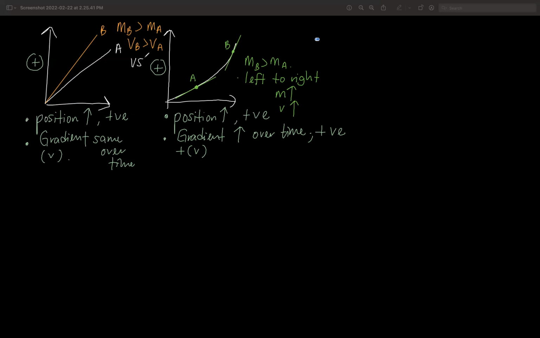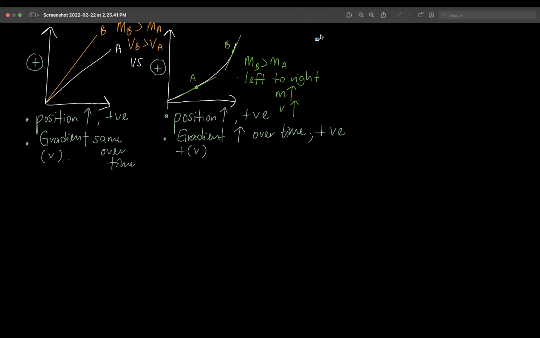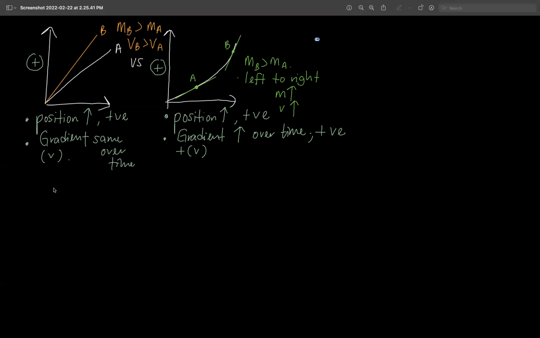All right. The next one. What about like this? If my graph looks like this, ST graph.